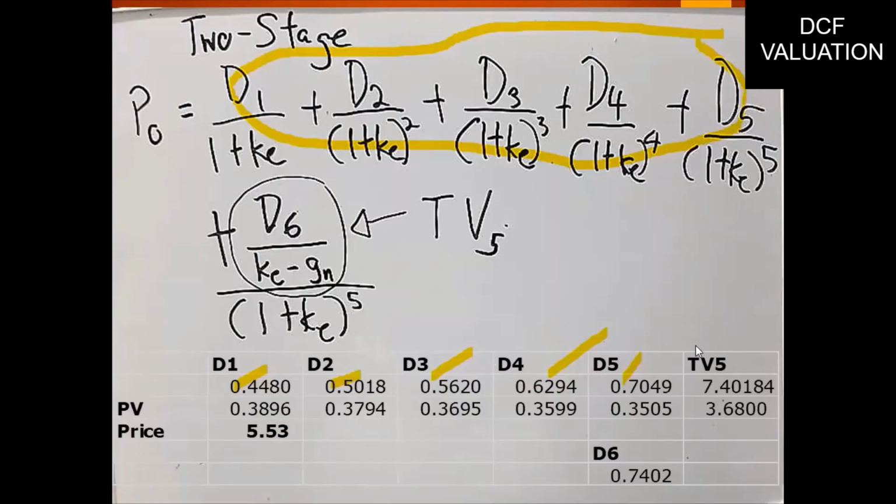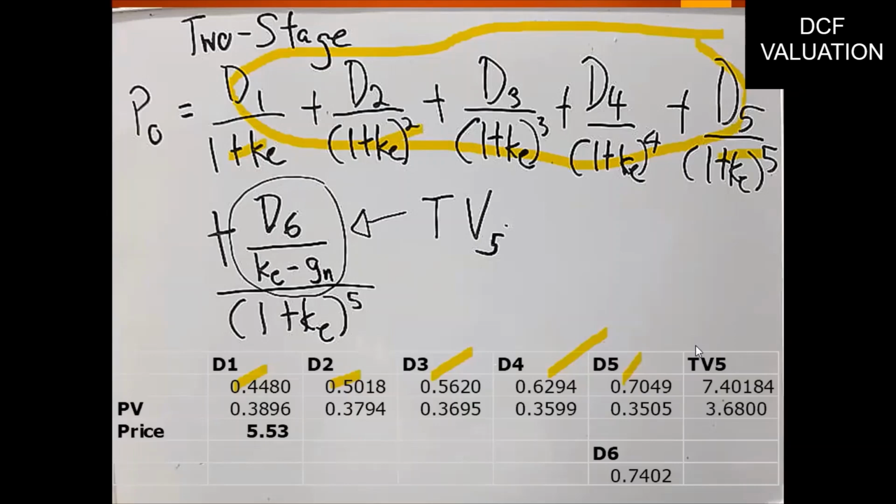Okay. All of those first 5 years, we can already get the present value. How? By simply dividing by 1 plus the cost of equity for year 1. And of course, 1 plus the cost of equity squared for year 2 and so on. For D5, it's 1 plus the cost of equity to the 5th, representing year 5.